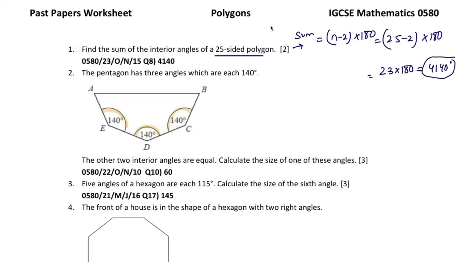So these 3 angles are 140, and the other 2 angles are equal. So let this be x, let this be x. Calculate the size of one of these angles.